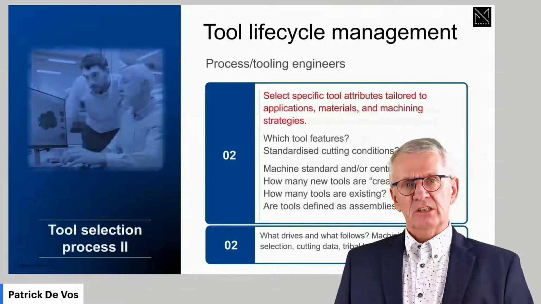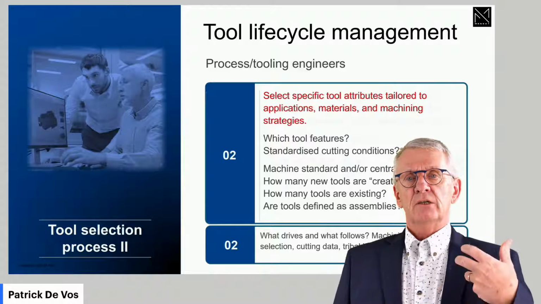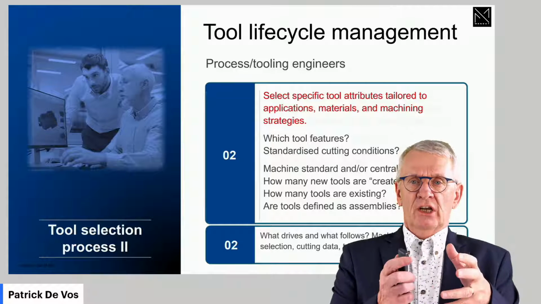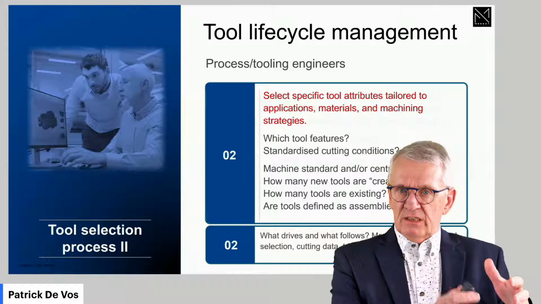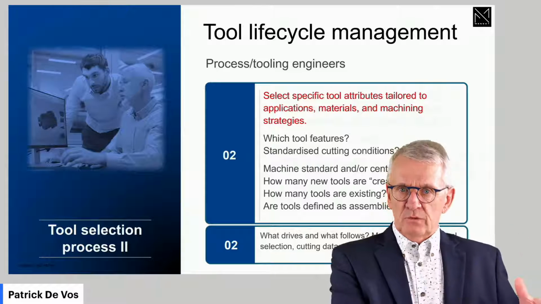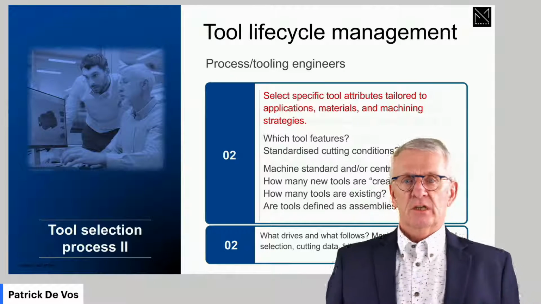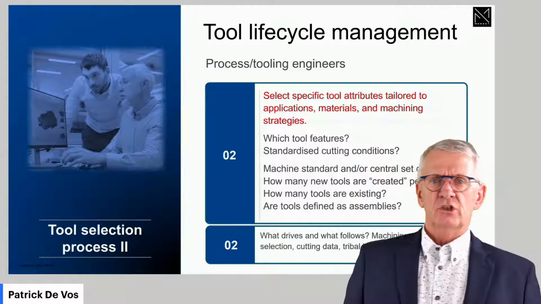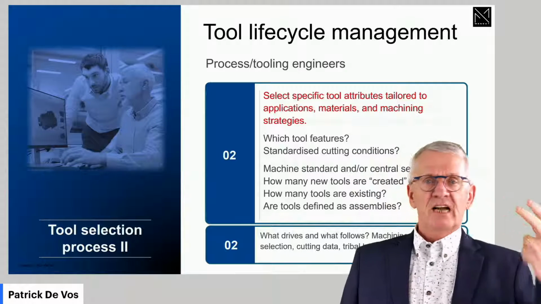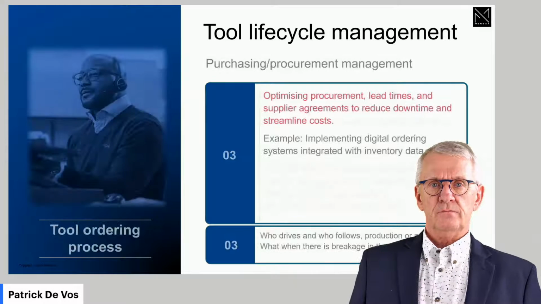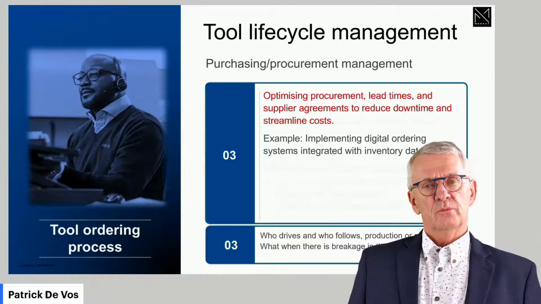The second phase in tool selection, putting technological features forward so that the tool as such is in line with what, from a strategic perspective, we expect from the tool, so it's in line with the company strategy. That's for the technicians. Which carbide grade, which geometry, which dimension, all of that is then next. Then tools need to be bought.